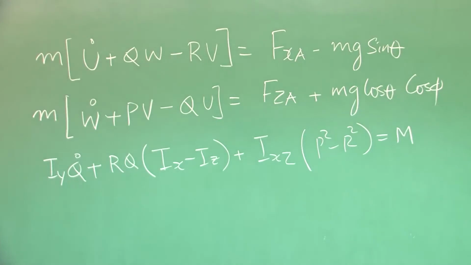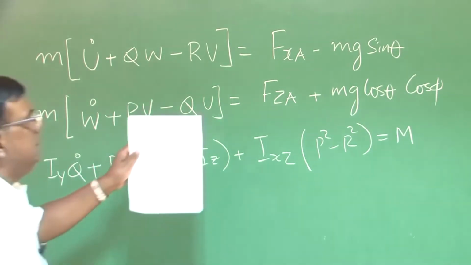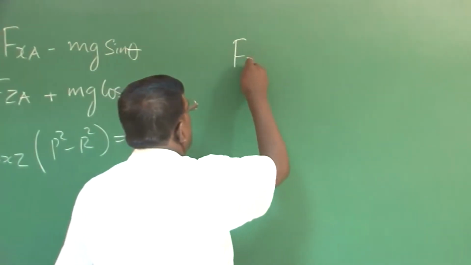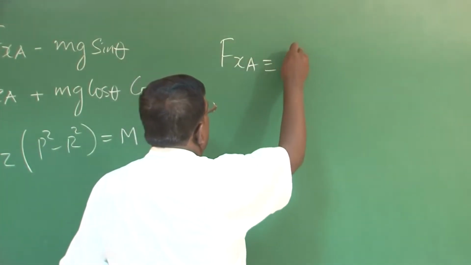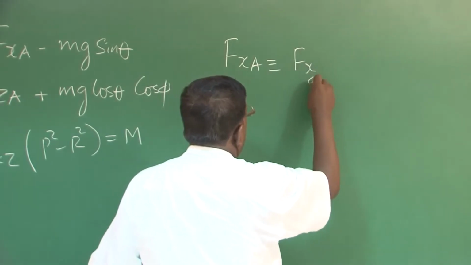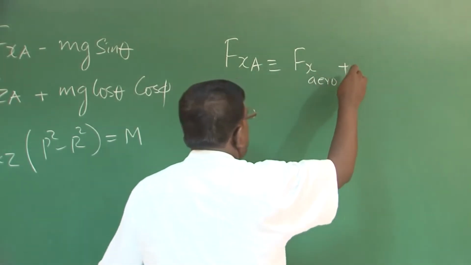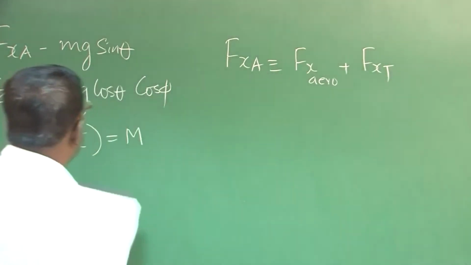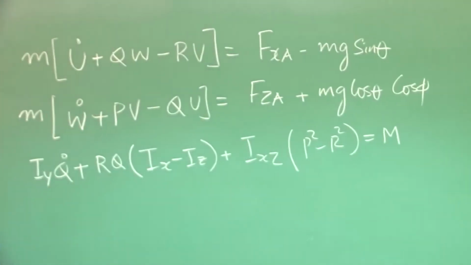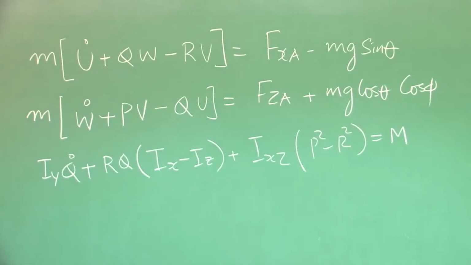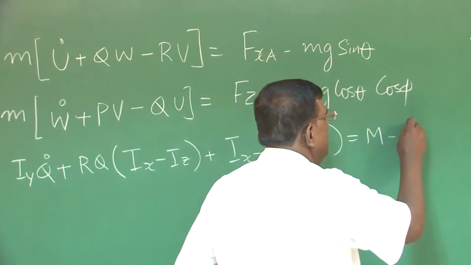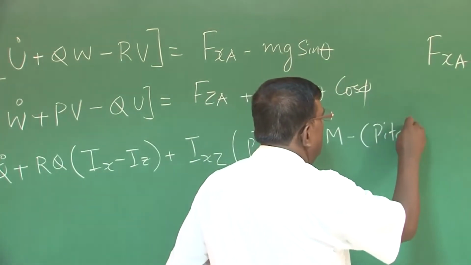Now we need to understand the right hand side. What is F x a? If you see, F x a is actually equal to F x aerodynamic plus F x because of thrust. Similarly, F z a is F z aerodynamic plus F z because of thrust, and M is nothing but the pitching moment.